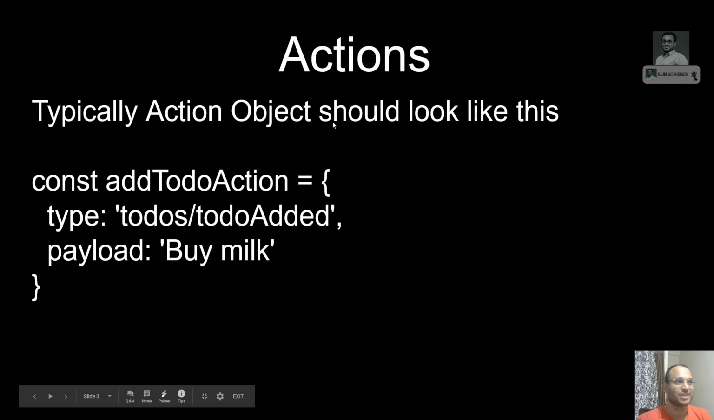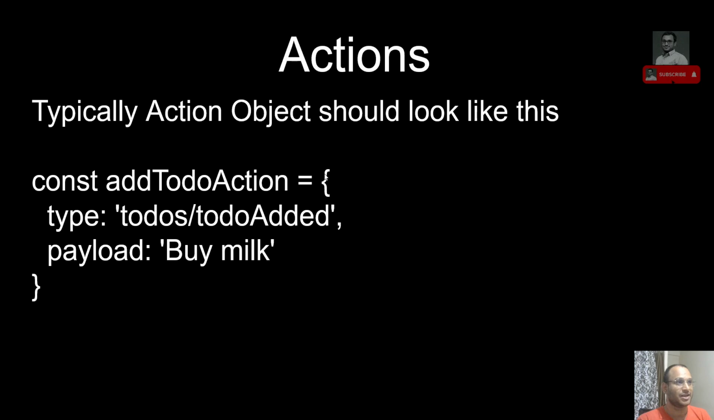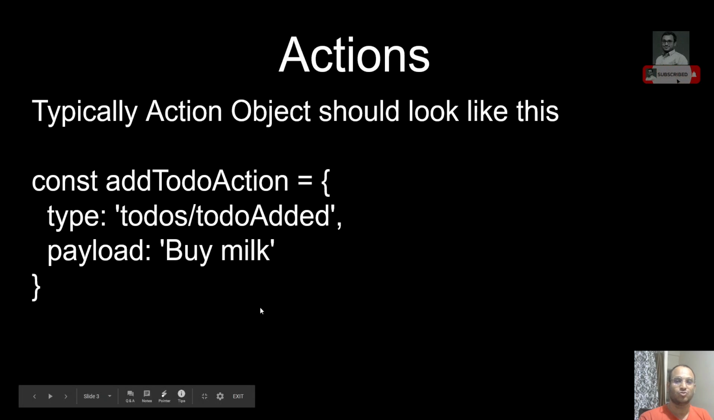Now typically, here is how an action object looks. Here you can see the add to do action, which is the name of the object, and this object has a type property, and here you can see todo / todo added. So this is the name of the action, and if you look at the payload, we are trying to send some random data. The payload can be an object, a string, a number, anything. We can send additional data through the action.